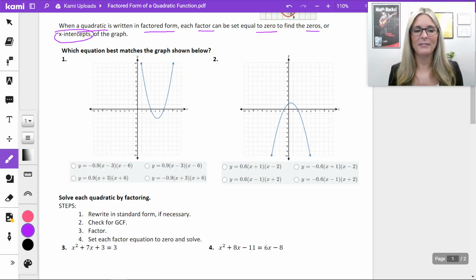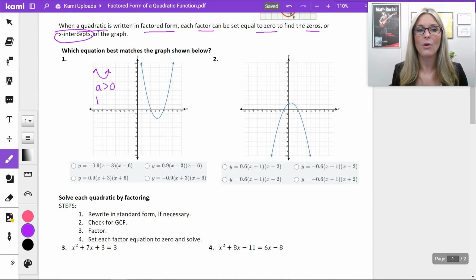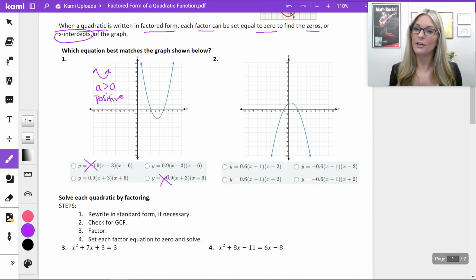Let's look at our first couple of examples. Which equation best matches the graph shown below? And we've got multiple choice here. We're going to use some qualities about quadratics that we know already. I know this is a smiley face opening upward parabola. Therefore, my a value is going to be greater than 0 or positive. So I do want to go through and eliminate any answer choices that have a negative leading coefficient or a value. That's going to eliminate the top left and bottom right answer choices.